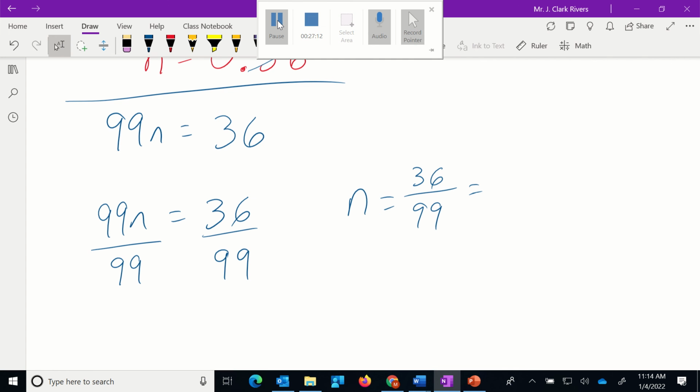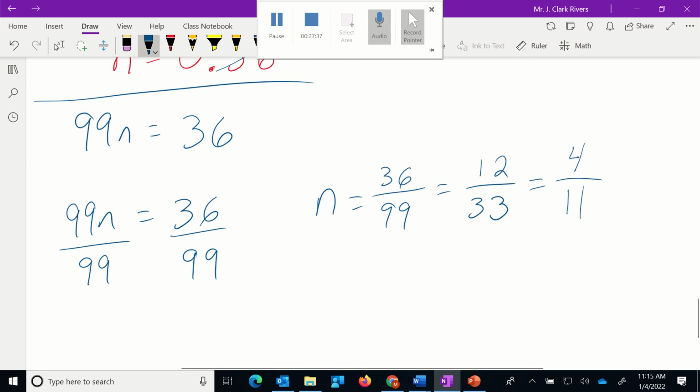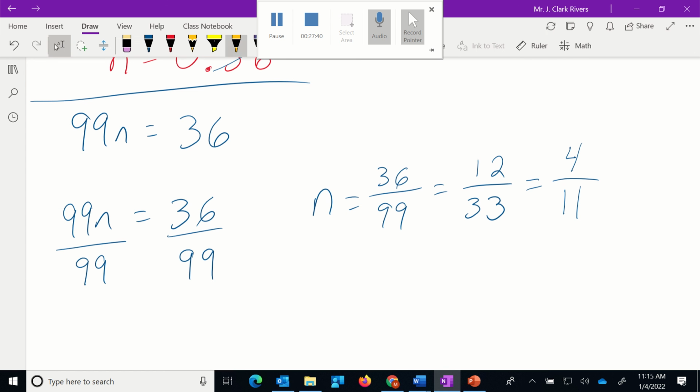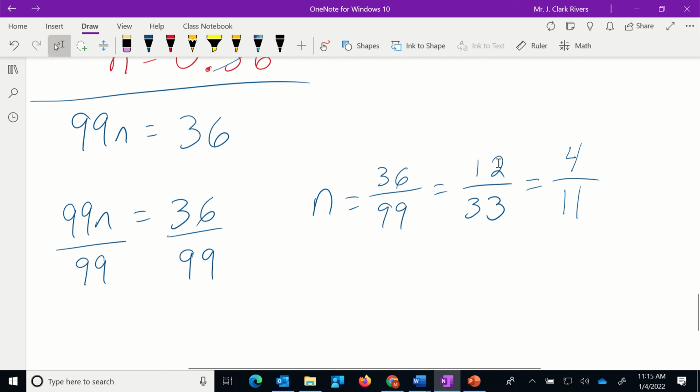Everybody take a moment and simplify that fraction on your own. I'm going to pause the video, so if you're at home, pause the video too. So what can we divide by? 3, right? Matthew, what's 36 divided by 3? 12. And how about 99 divided by 3? 33. Can we divide by anything else? 3 again. What's 12 divided by 3? 4. What about 33 divided by 3? 11. So n is equal to 4 11ths. 36 99ths is the same thing as 12 33rds, which is the same thing as 4 11ths.